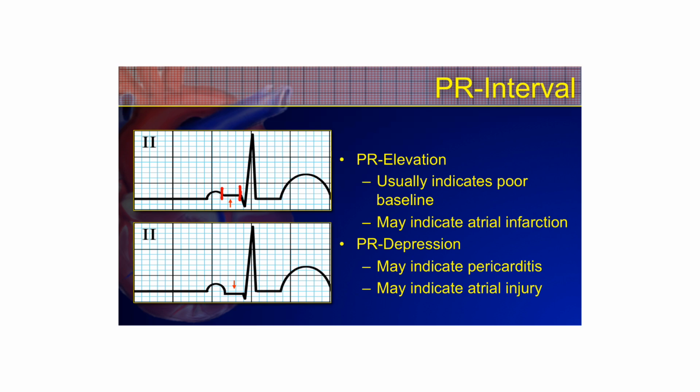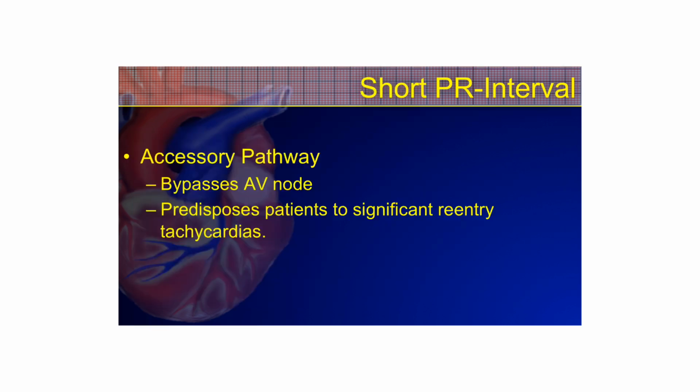So also you could have PR depression, all right, and PR depression could indicate something like acute pericarditis, right? Usually viral pericarditis causes PR segment depression, or it could indicate an atrial injury, okay, which is like atrial infarction. Before you have infarction, you have ischemia and then injury, and that could be what the PR segment depression is actually indicating.